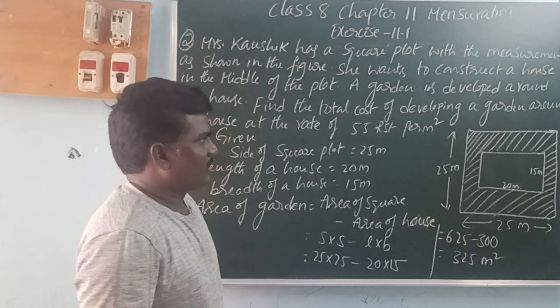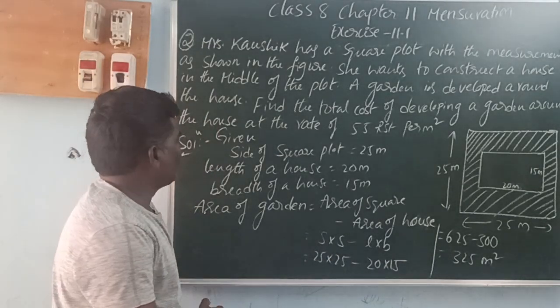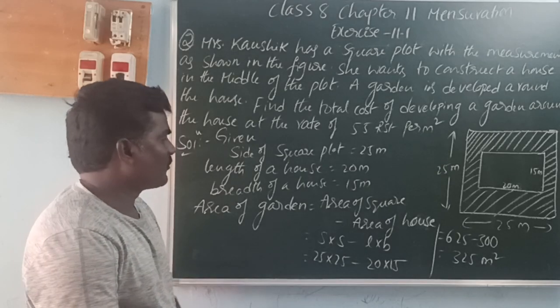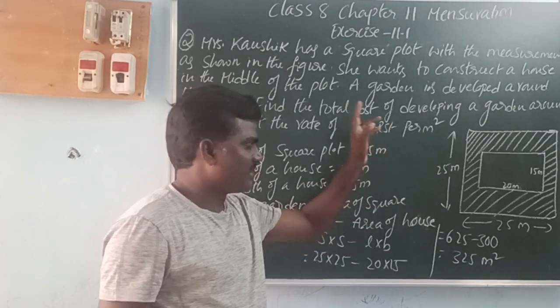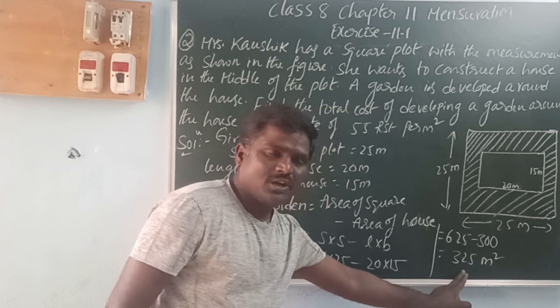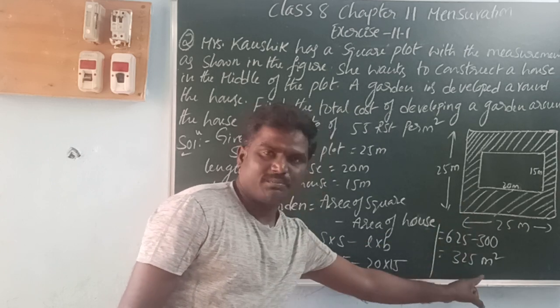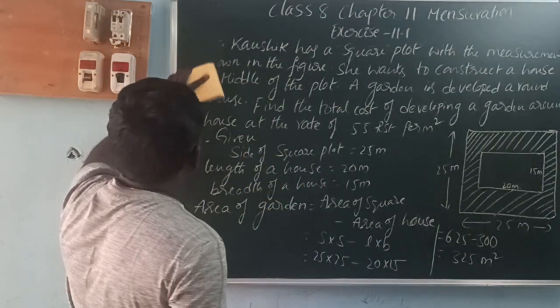So here, developing a garden around the house at the rate of 55 rupees per meter square. For one meter square, how much cost? 55 rupees. Here how many meter squares are there? What is the area of the garden? 325 meter square.